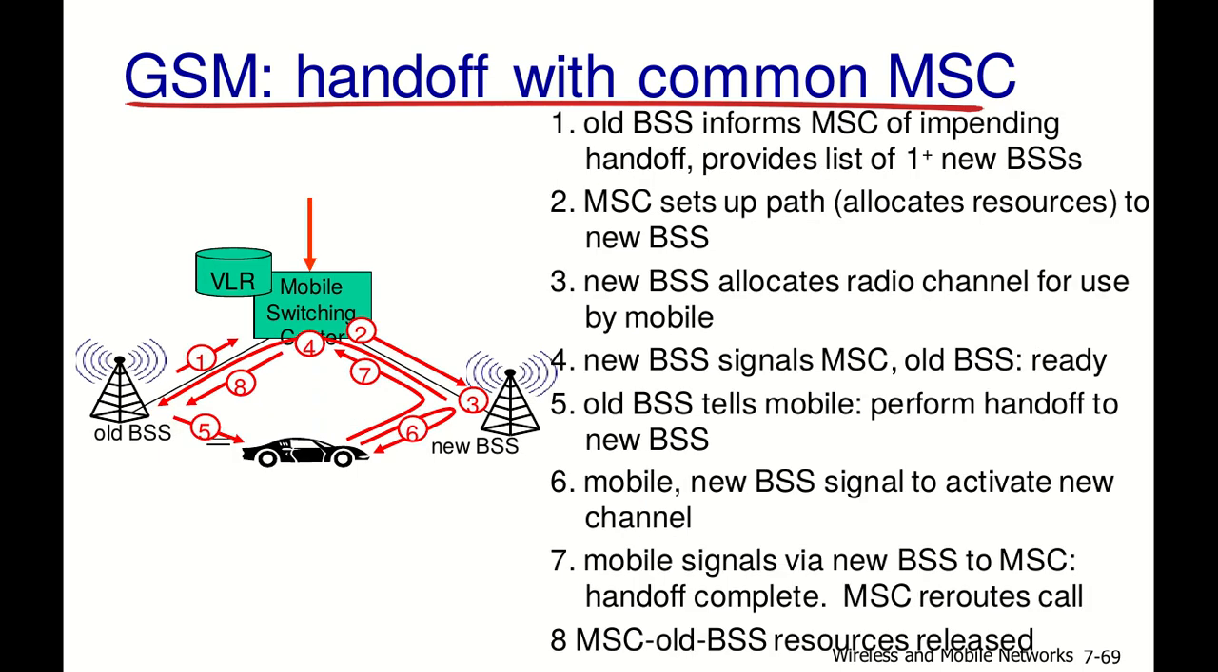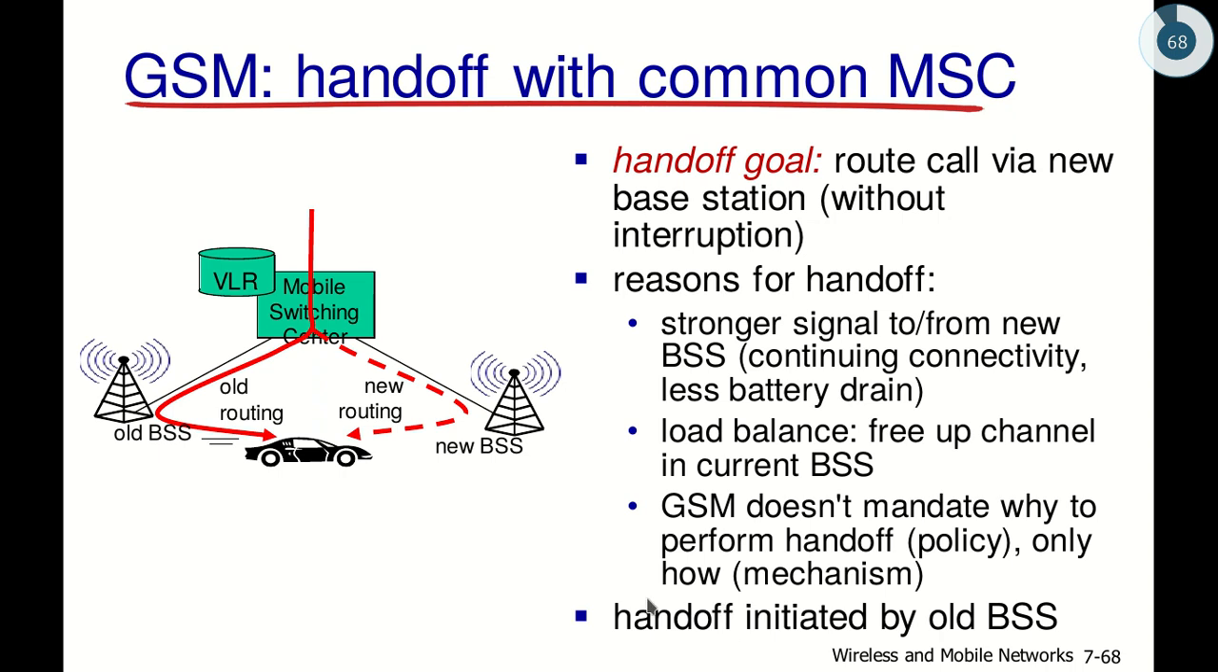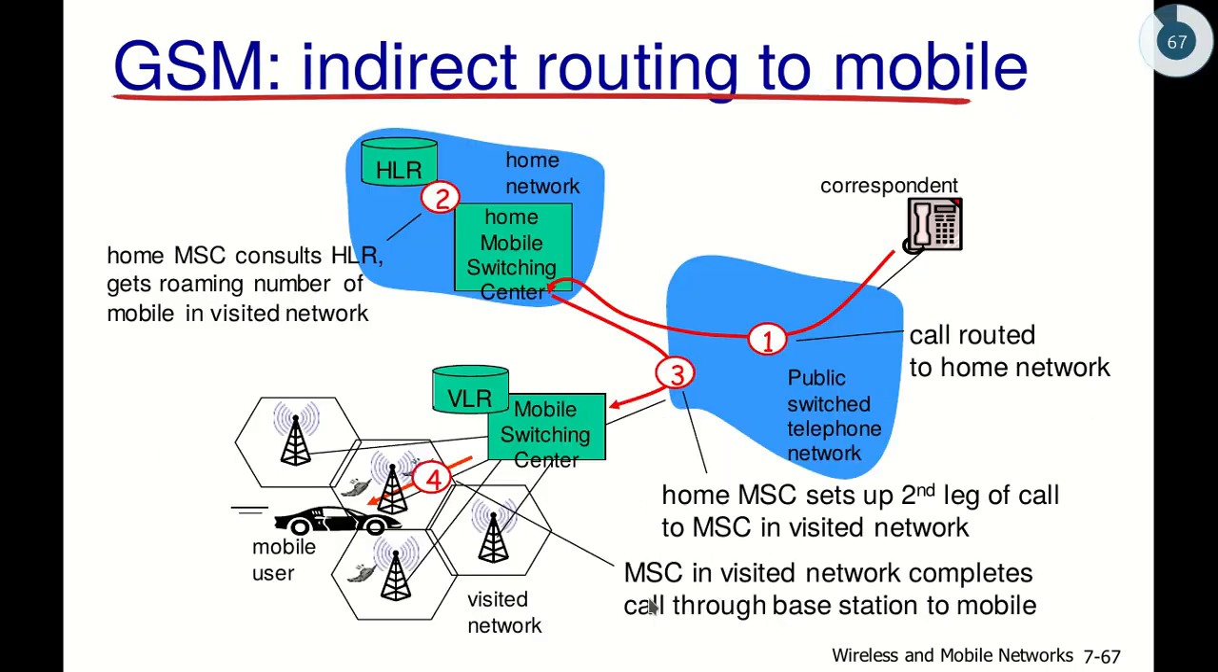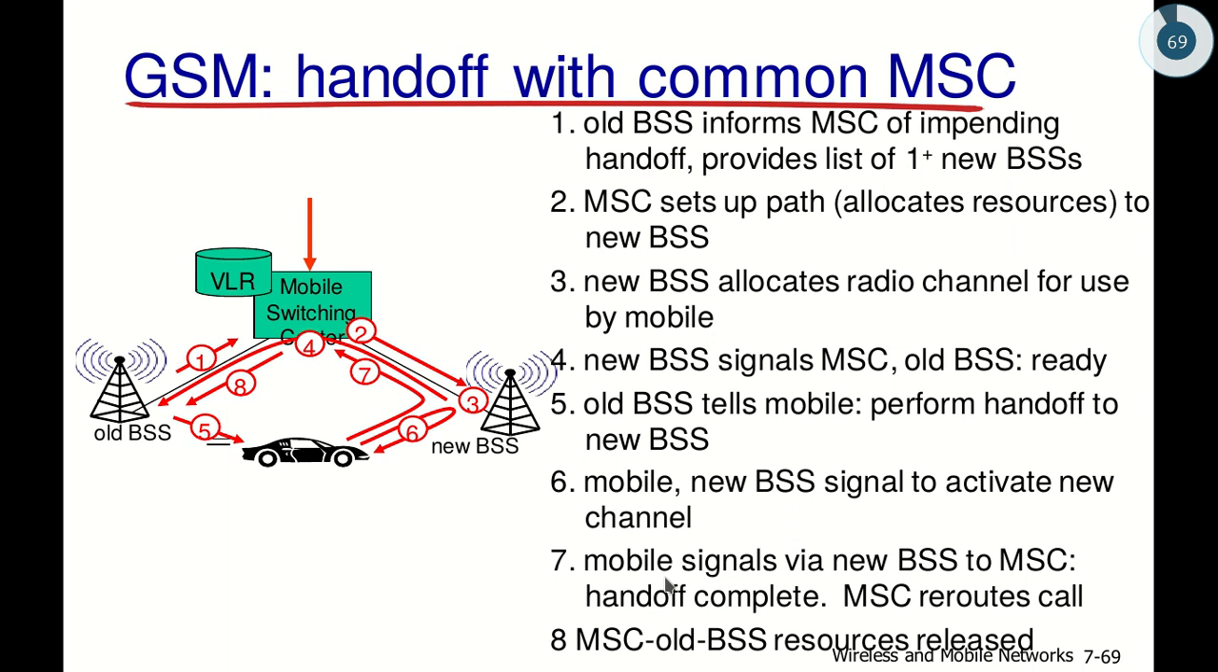Okay, so let's talk about the details of the handoff mechanism. As we already saw in the previous slides, the handoff is initiated by the old base station. The old base station detects that there is a mobile user whose signal is decreasing over time, so it informs the MSC to initiate the handoff, because one specific user is moving further away from the base station.